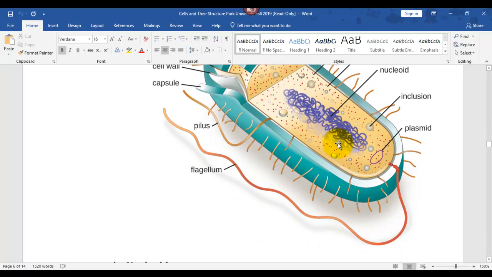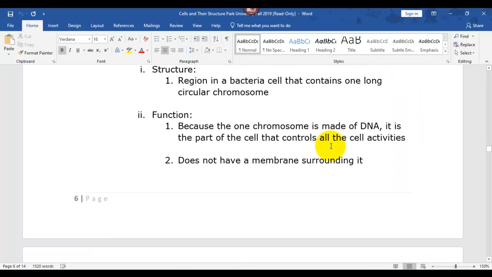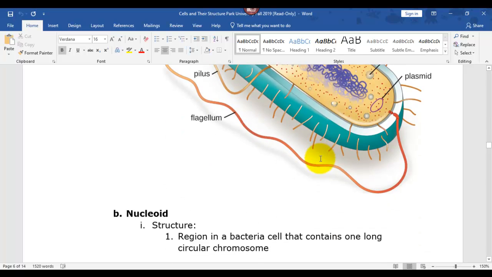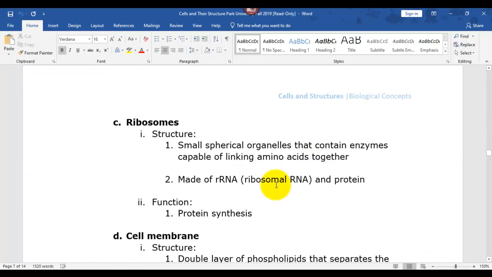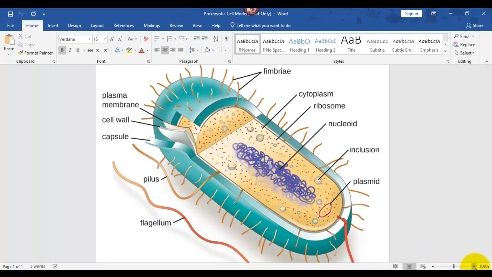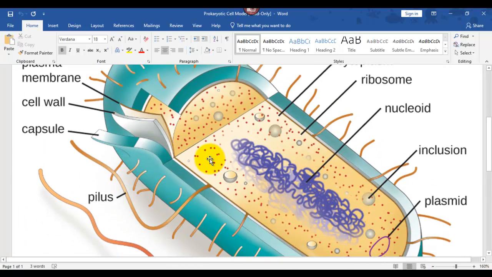So the nucleoid, it's not a nucleus, but since the DNA is there, it is the part that controls all the cell activities. It does not have a membrane surrounding it. There's no nuclear membrane or nuclear envelope. Ribosomes. So to keep from scrolling around, see the little dots inside? Yes, they do have ribosomes. They are pretty much the same structure as a eukaryotic ribosome. They're a little different, but they do the same thing. They're involved with protein synthesis.